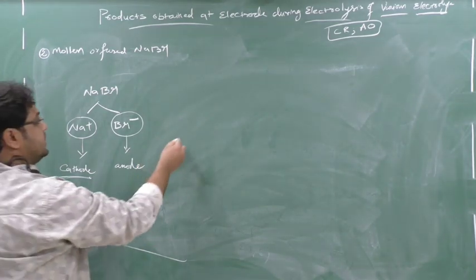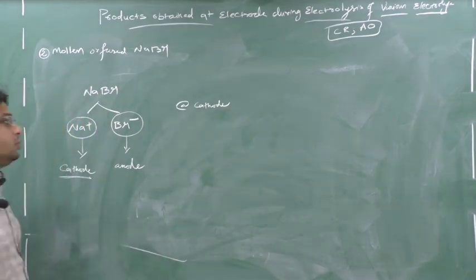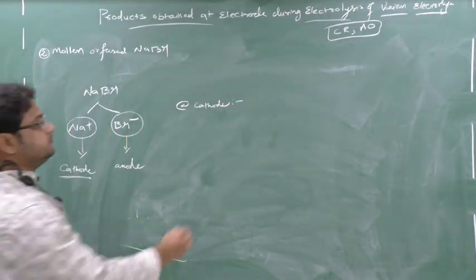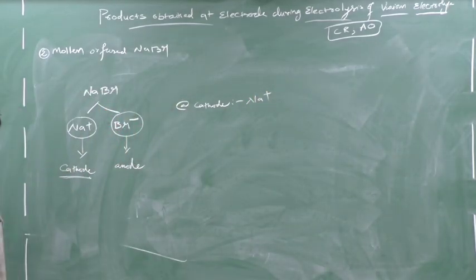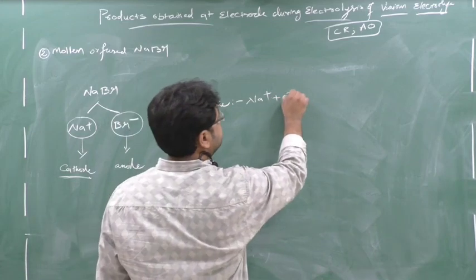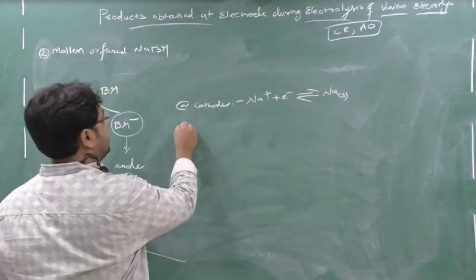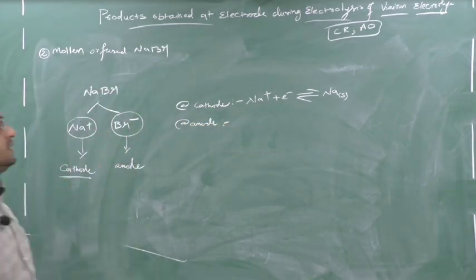So here at the cathode, who will go towards the cathode? Na+ will go towards the cathode. Okay, and at the cathode what occurs? Reduction. Reduction means what? Gain of electron. So here we get Na solid. Similarly at the anode, who will go? Br-.